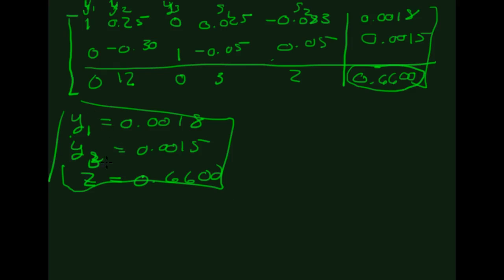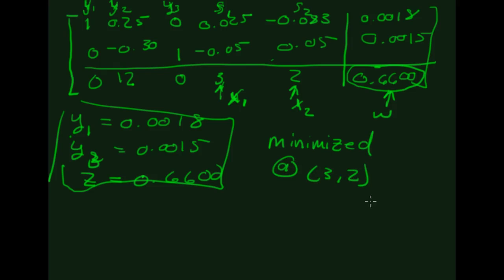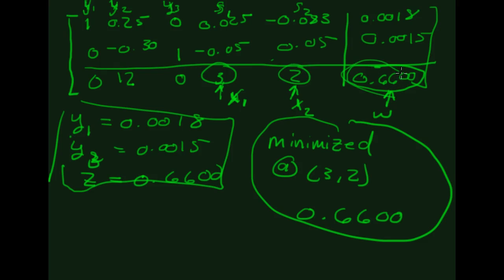I don't care about this, right? Because what I'm trying to solve is the minimization problem. Now, I could go and reverse this entire problem and see if I can pull an answer out of this, but realistically, here's the trick. S1, the value at the bottom of the S1 column, is the X1 for the minimization problem. S2 is the X2 for the minimization problem, and this is the W. So I am minimized at 3, 2, and the minimal value is 0.6600. All right, so that's actually my solution. So you actually read the solution completely off the bottom row of the maximization problem.